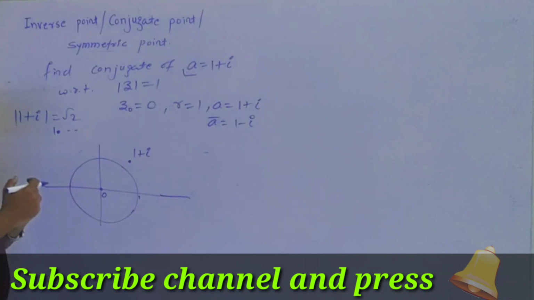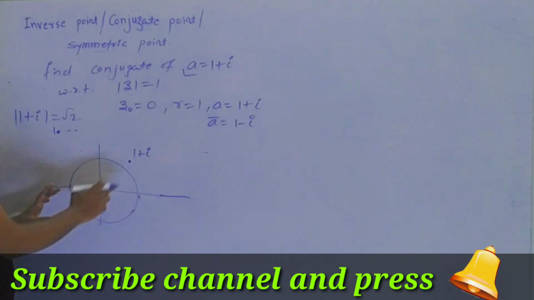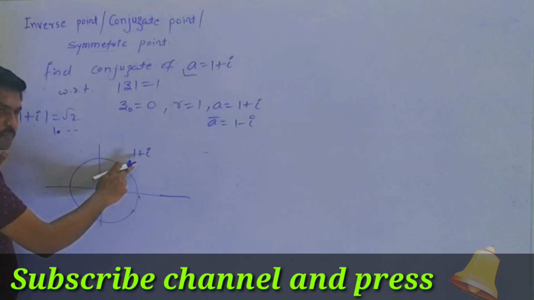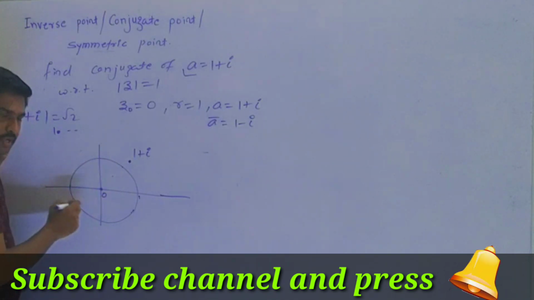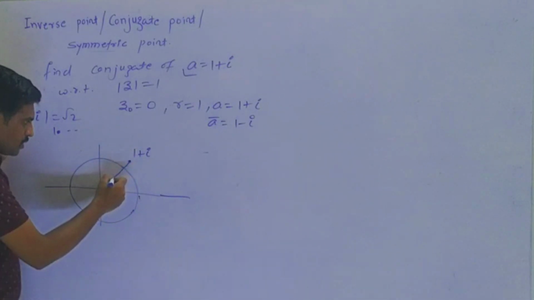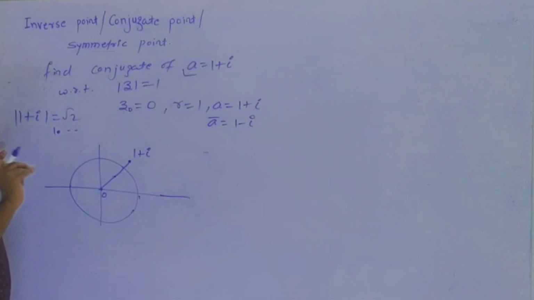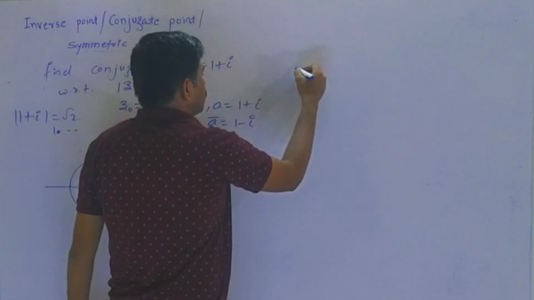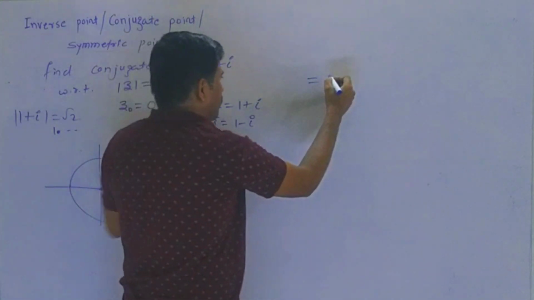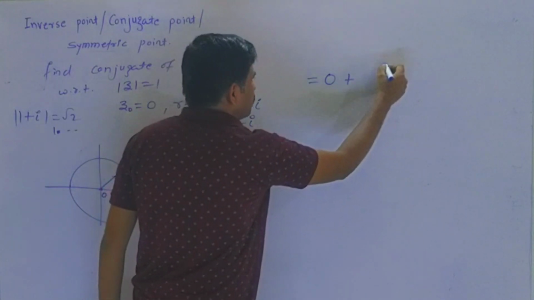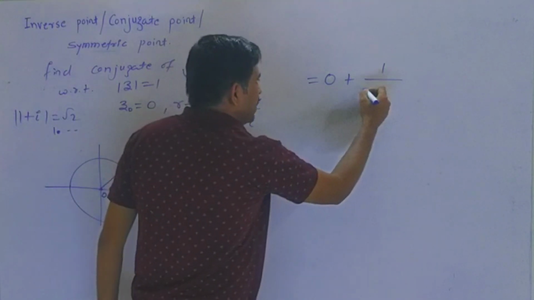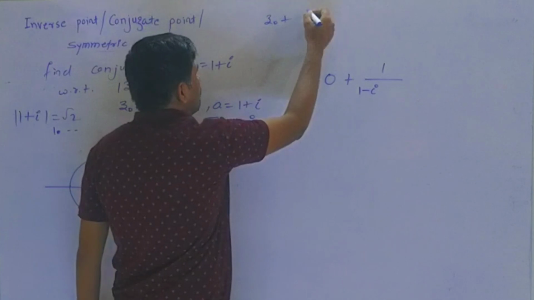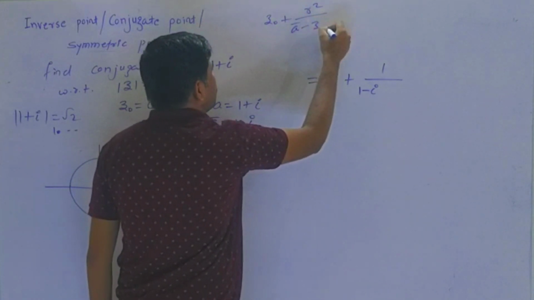Now we try to find the conjugate of 1 plus I with respect to this circle. Since it is outside the circle, we get the conjugate inside the circle, and the center, this point, and the conjugate point are collinear. This is the result. So on this line we will get the conjugate point, but where do we actually find it? Z0 is 0, R square is 1, and A bar means 1 minus I. You have the formula Z0 plus R square upon A bar minus Z0, right?